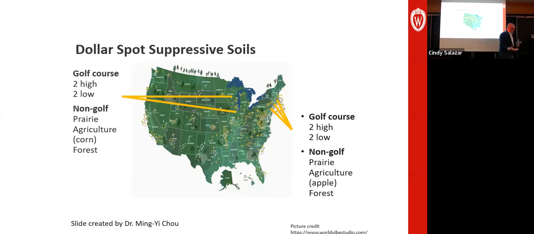They didn't spray very often. When they did spray, they used alternative products like iron sulfate or something like that. And we had 2 other ones from the Northeast. So 2 high fungicide use and 2 low fungicide use golf courses from the Northeast. And then we also had some non-turfgrass places that we sampled: prairie, a corn site, and then a forest site in the Midwest. And then in the Northeast, a prairie site, an apple orchard, and then a forest site from the Northeast part of the country.